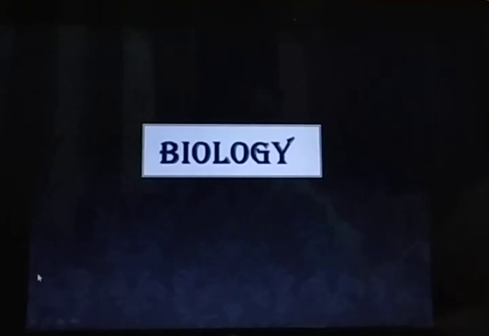The first chapter is the fundamental unit of life. Chapter 2 is tissues. 3rd is improvement in food resources. 4th, diversity in living organisms. 5th, why do we fall ill? And 6th is natural resources. These have been divided into 2 terms, 3 chapters each.